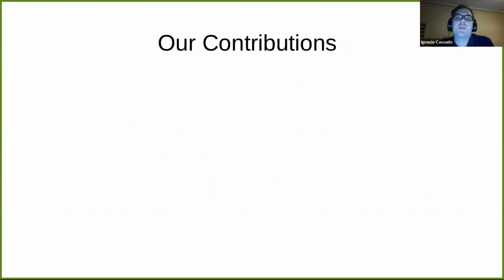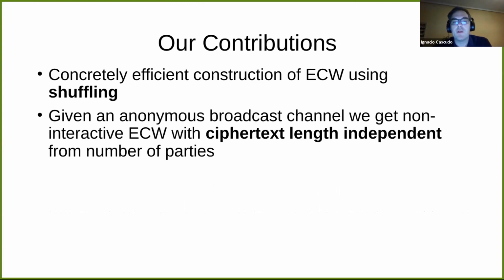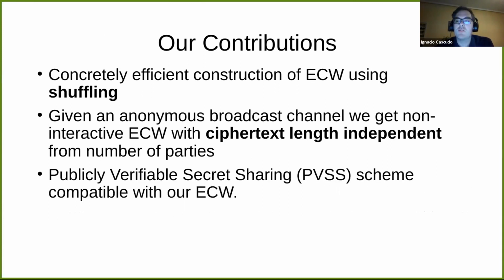So in this paper, we do several things. First of all, we suggest a solution for encryption to the current winner, as I mentioned, that uses shuffling, where the ciphertext length is independent from the number of parties. Then we also looked into how to secret share information in a way that is compatible with this encryption to the current winner. In particular, we come up with new publicly verifiable secret sharing schemes.